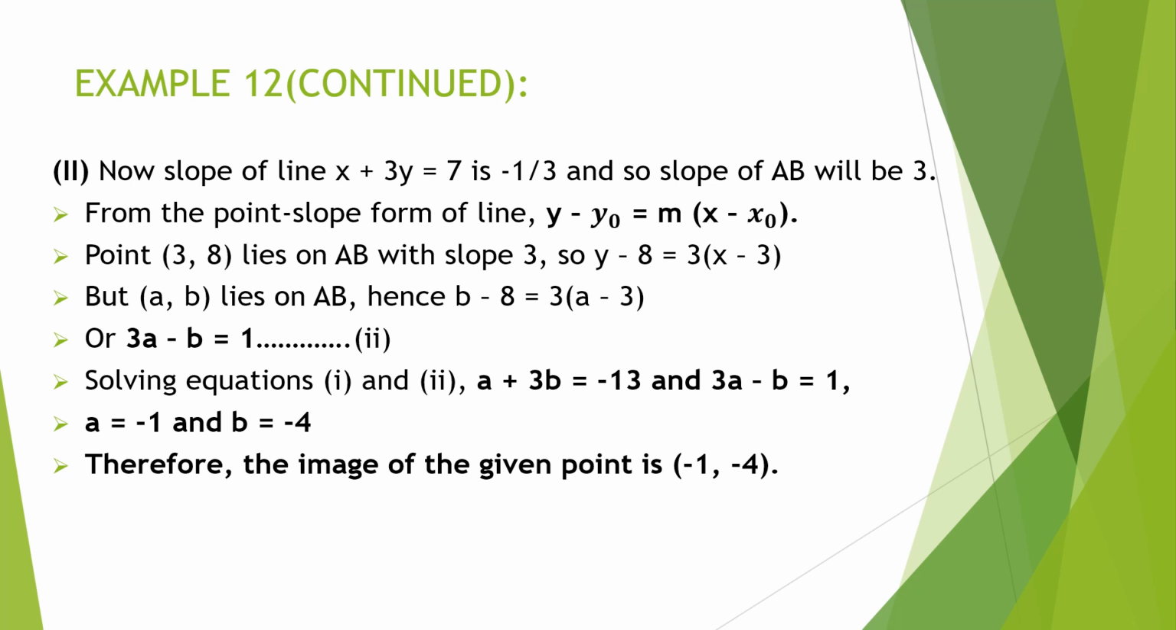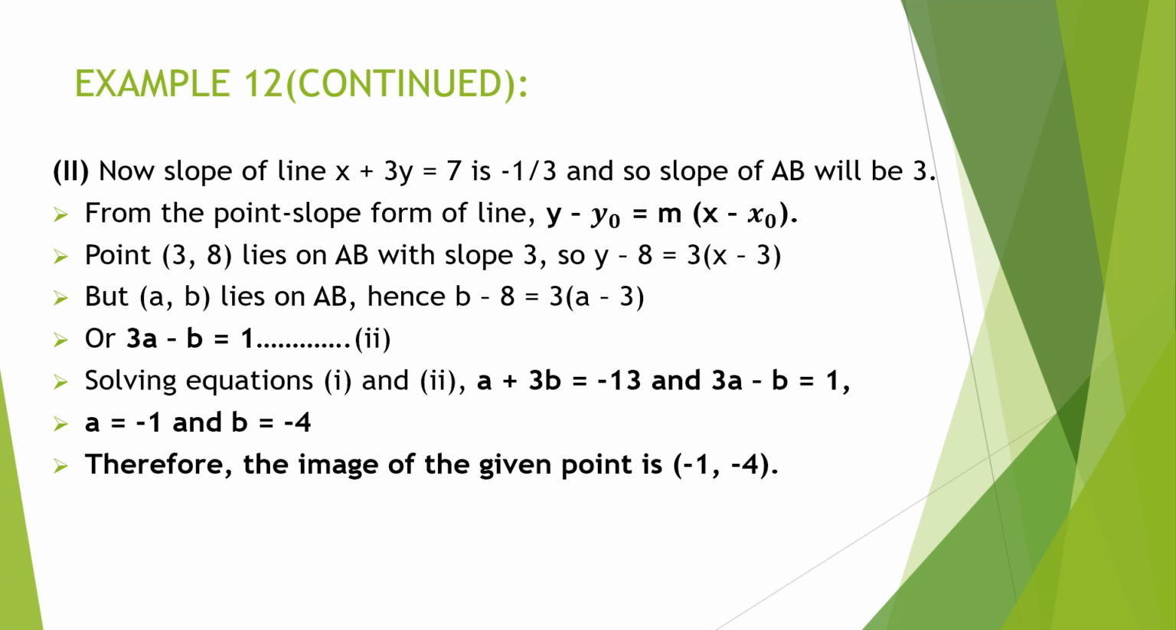So now what you have is a point and the slope. From the point slope equation y minus y0 is equal to m into x minus x0, you have the point which is 3, 8 and the slope which is 3. So just put in this equation. On simplification what you will be getting is y minus 8 is equal to 3 into x minus 3. But also our point, the image which is there, also lies on AB. So over here instead of x put small a and instead of y put small b. On simplification this equation will be 3a minus b equal to 1.